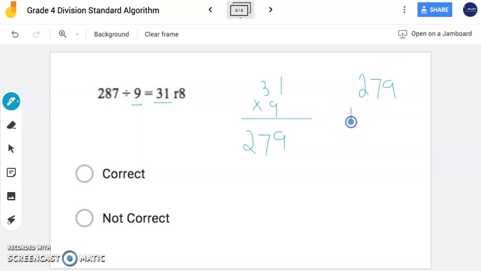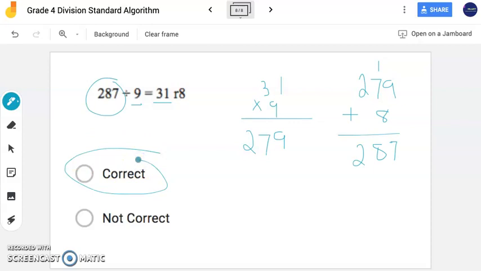279 plus 8, and we get 287, which in fact, this is the exact dividend that we were given. So this problem is correct.